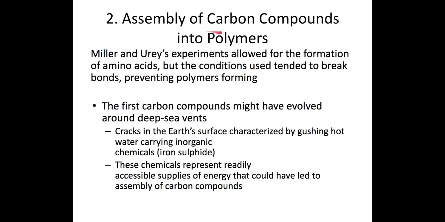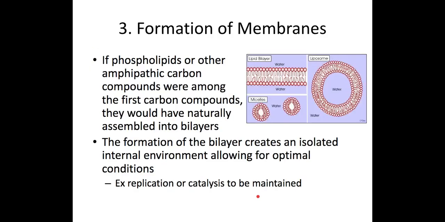The second theory is the assembly of carbon compounds into polymers. Miller and Urey's experiments allowed for the formation of amino acids, but the conditions used tended to break bonds, preventing polymers from forming. The first carbon compounds ever present on Earth might have evolved around deep sea vents. These are cracks in the Earth's surface characterized by gushing hot water carrying inorganic chemicals such as iron sulfide. These chemicals represented readily accessible supplies of energy that could have led to the assembly of carbon compounds that were essential for life.